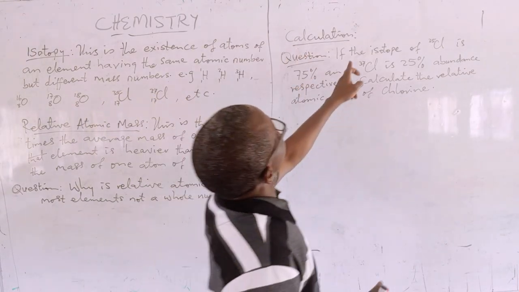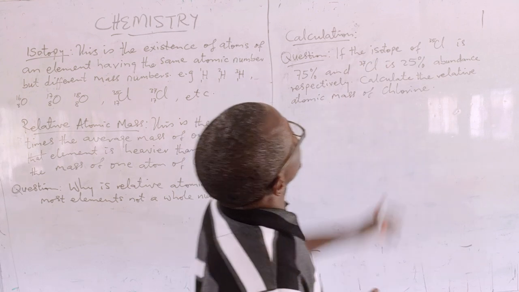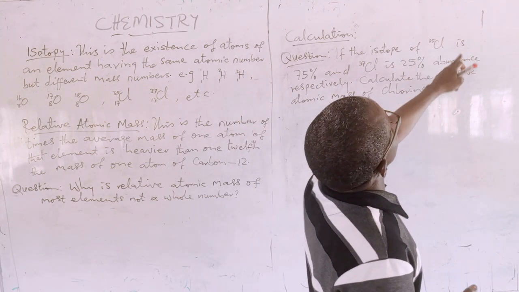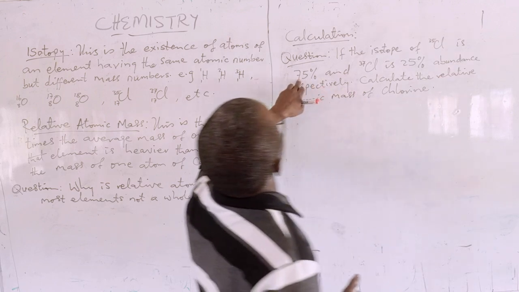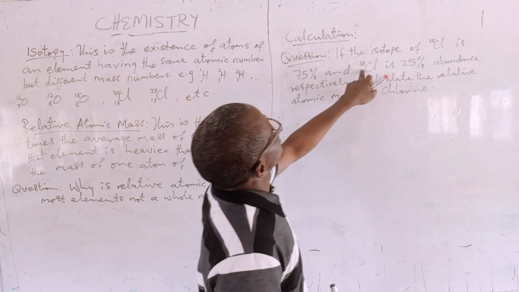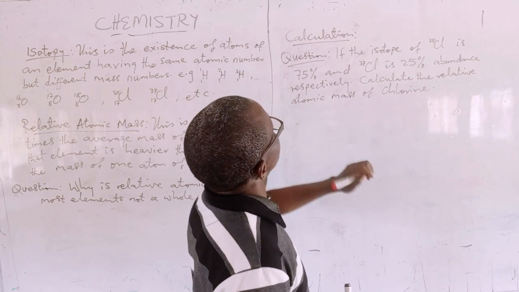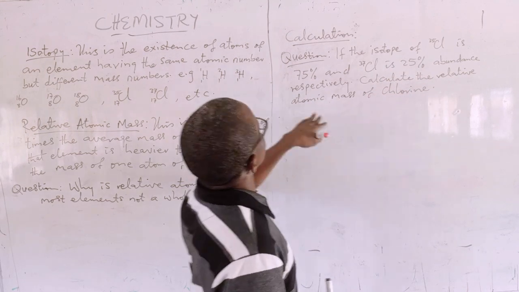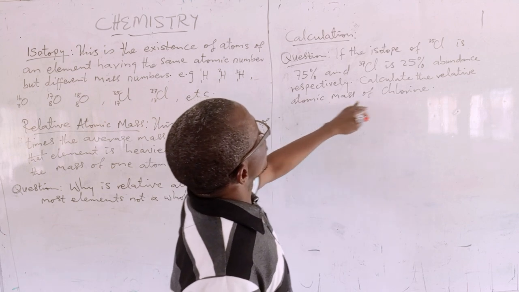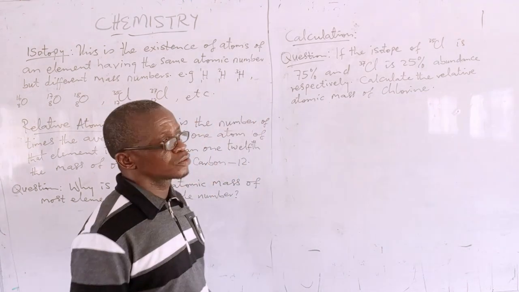Okay, we move to calculation. Question: if the isotopes of chlorine, 35 is 75% and 37 is 25% abundance respectively, calculate the relative atomic mass of chlorine.